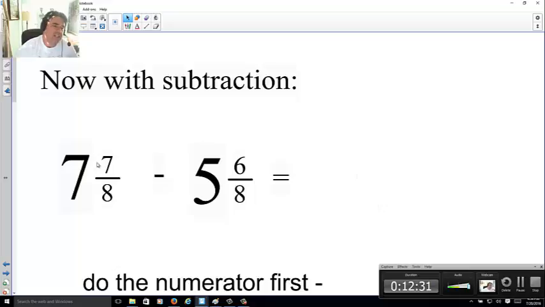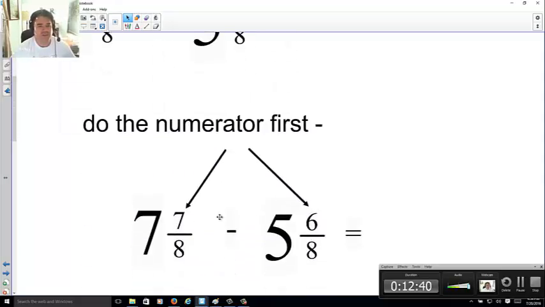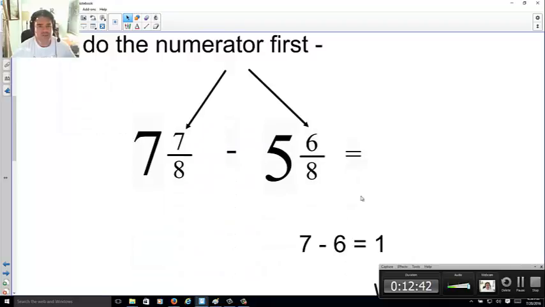One more thing. 7 and 7/8 minus 5 and 6/8. First, you're going to take 7 minus 5. Okay, that makes 2. And 7 minus 6, which makes 1. So 7 minus 5 is big 2. And 7 minus 6 is 1.